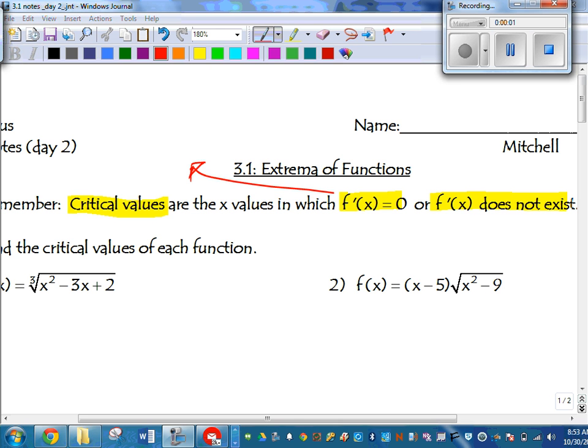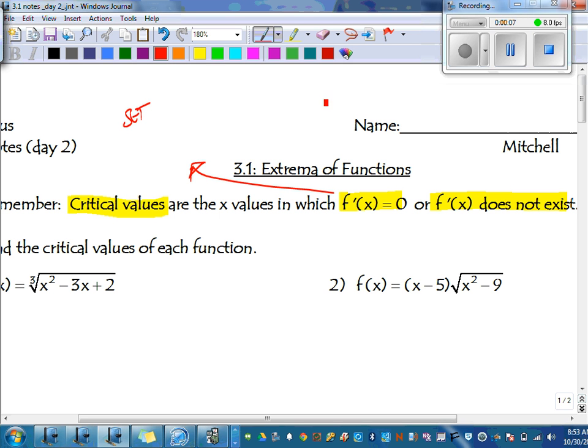Right? So critical values: the derivative is 0 or the derivative does not exist. For the derivative to be 0, basically we just set the derivative equal to 0. If it's like a rational expression, looks like a fraction, in this case all we really have to do is set the numerator equal to 0 to find those critical values.